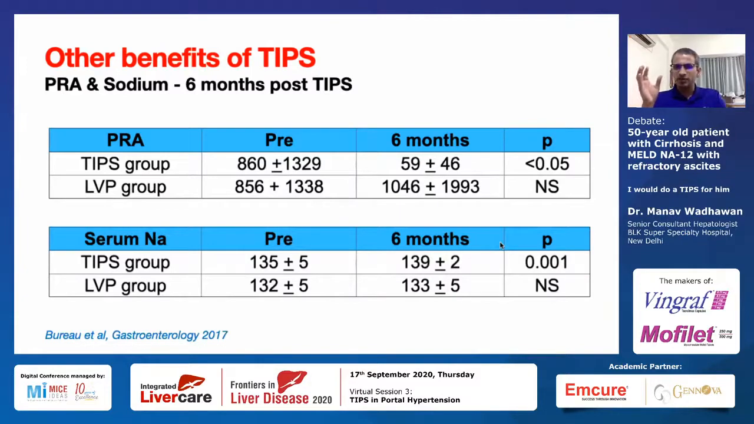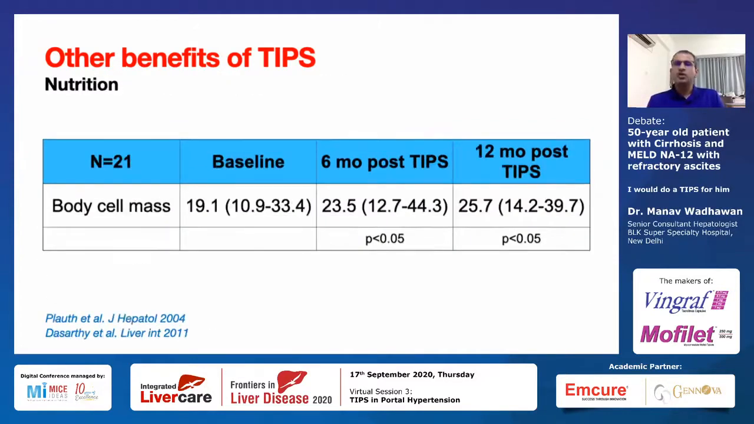It is improving the sodium homeostasis. It is improving the renal functions. That is what is contributing to the increased survival in this subgroup of patients. Let's look at nutrition also.